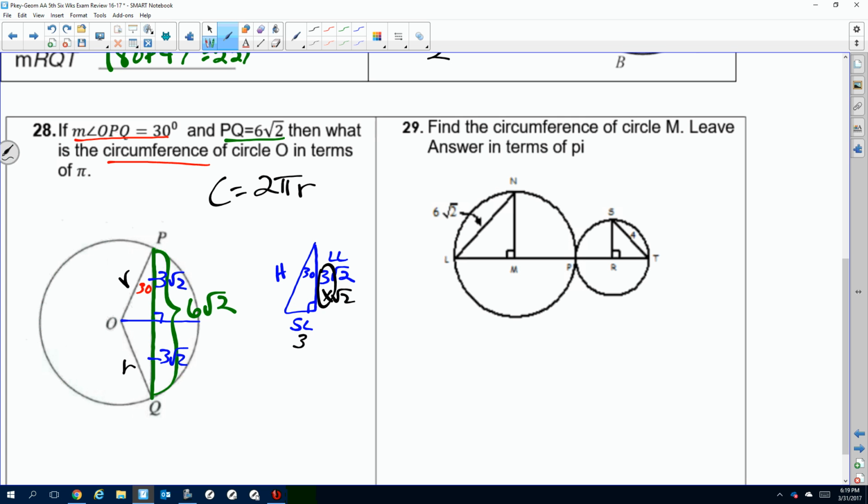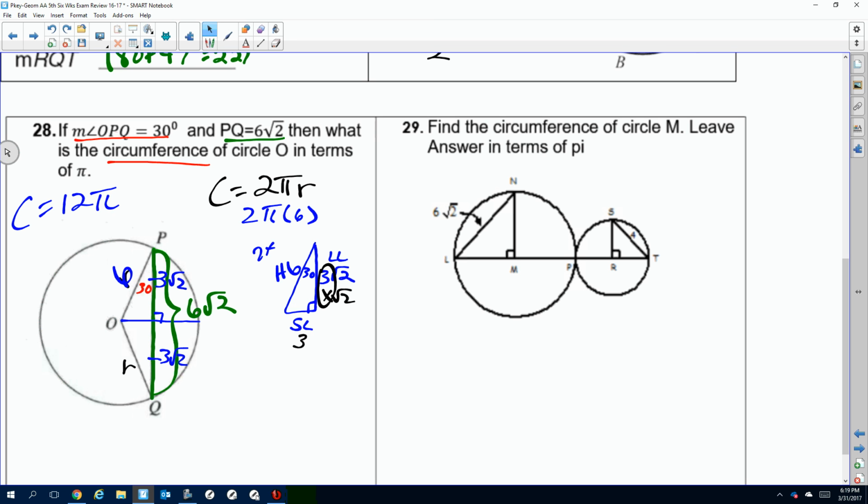That means the hypotenuse, which is also the radius in the circle, is double that. The hypotenuse is always double the short leg, it's always 2x. So if I double that, that's 6. That lets me know that the radius of the circle is 6. Now that I have the radius, I can figure out the circumference, which is 2 pi r. So 2 times pi times 6 comes out to just 12 pi, because I think it says to leave it in terms of pi.